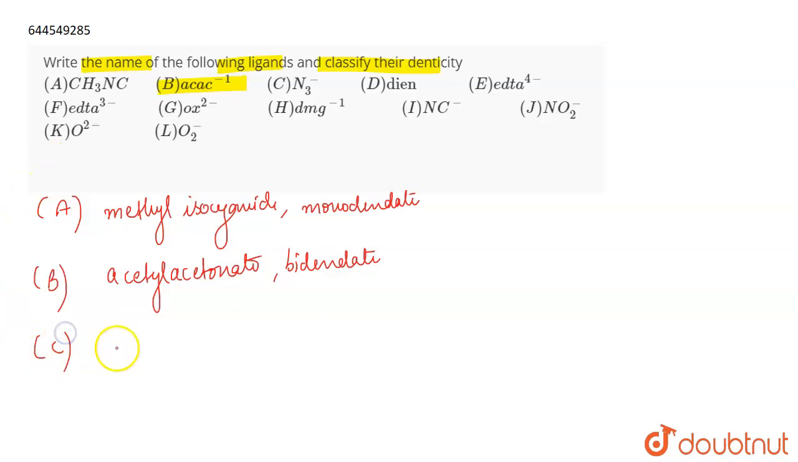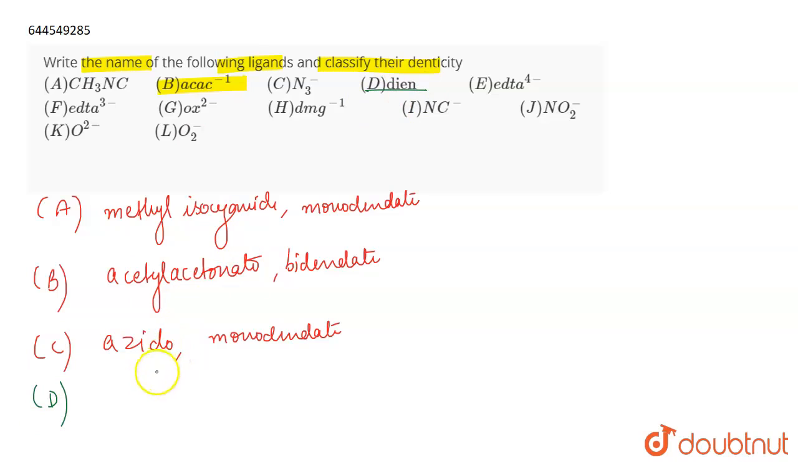Talking about C, this is N3 minus, and N3 minus is azido. The name of the ligand is azido, and it is a monodentate ligand only because it donates through one nitrogen atom only. And the next one, we have D, which is dien, right?